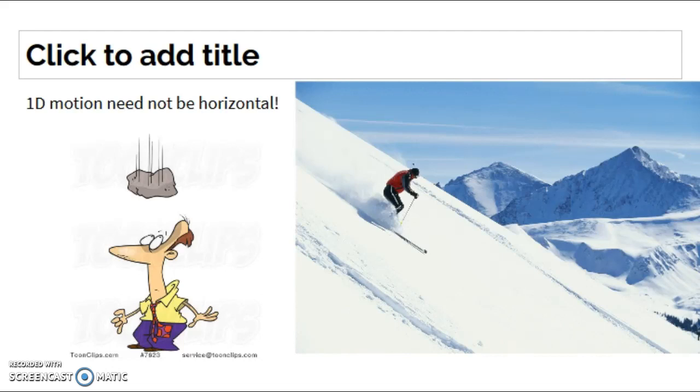So for example, here we have a person on a mountainside, and this mountainside happens to be at a constant slope. So this person here, if we were to plot their motion, we could draw a straight line through all their motion points. So it is also moving one-dimensionally.